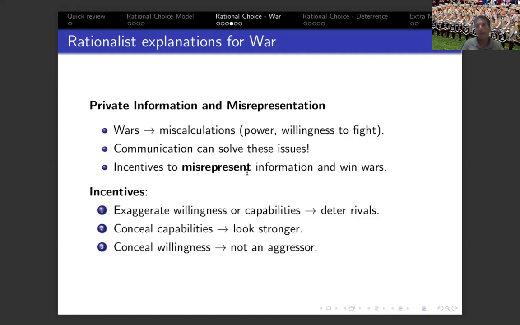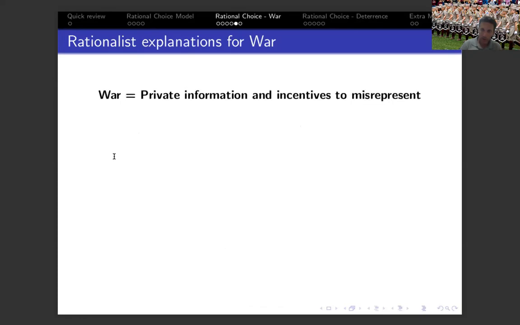The third incentive is that states may conceal their true willingness to fight because they don't want to appear as the aggressor. Now, if we combine all of those incentives with the fact that states may have this private information, then that presents a rational explanation for why leaders may arrive at this miscalculation and go into war. So war, according to this first explanation, is the combination of having private information along with incentives to misrepresent this information, which leads to potential miscalculation of the likelihood of winning and war.